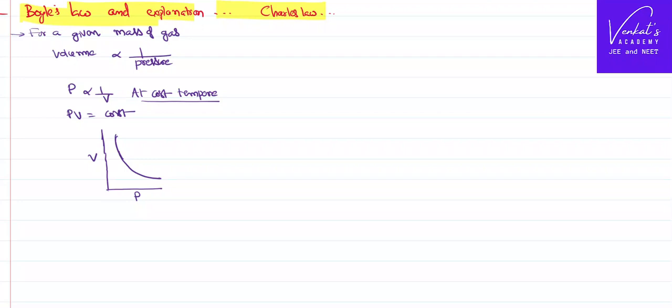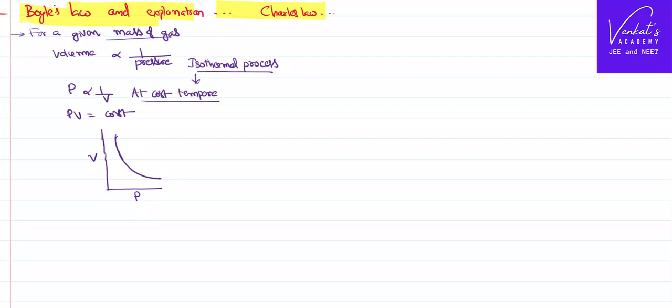So we can say for a given mass of a gas at constant temperature, pressure of a gas is inversely proportional to volume. If you keep the temperature constant, that process is called an isothermal process. So in an isothermal process, pressure of a gas is inversely proportional to volume, and that is Boyle's law.